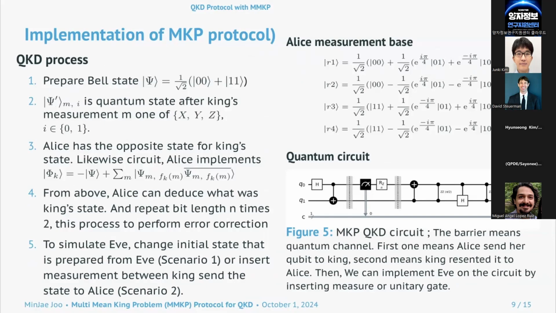To simulate interference, we can change the initial state or insert a measurement between the King and Alice communication in the quantum circuit, that is, a barrier. And that allows us to observe the impact of eavesdropping.